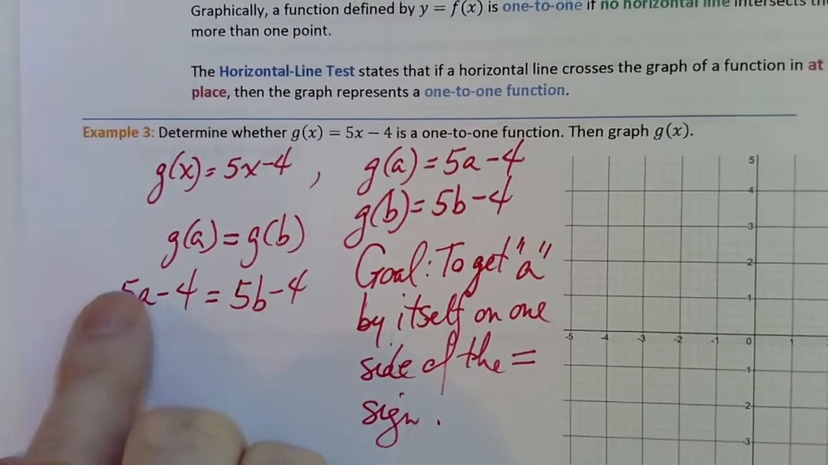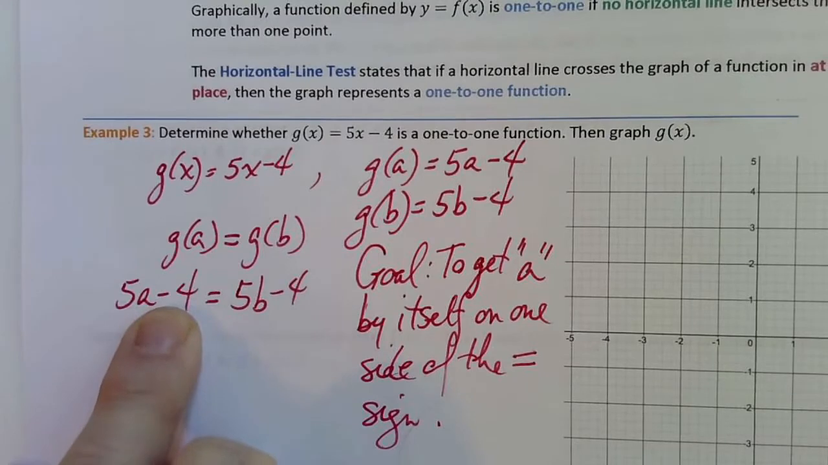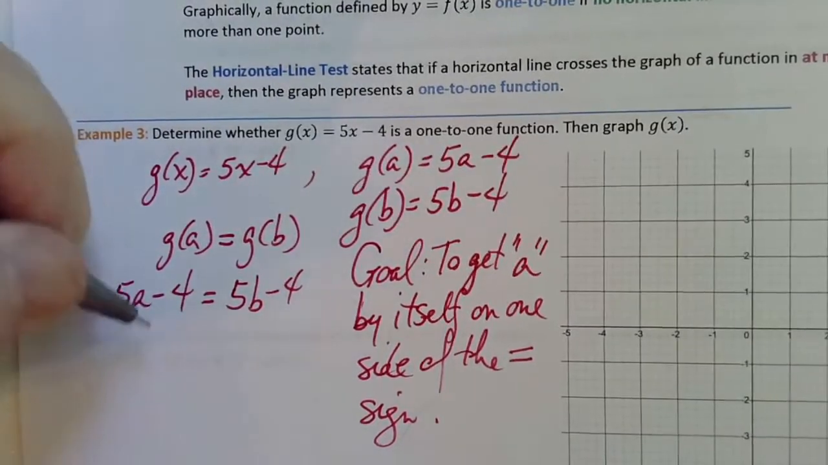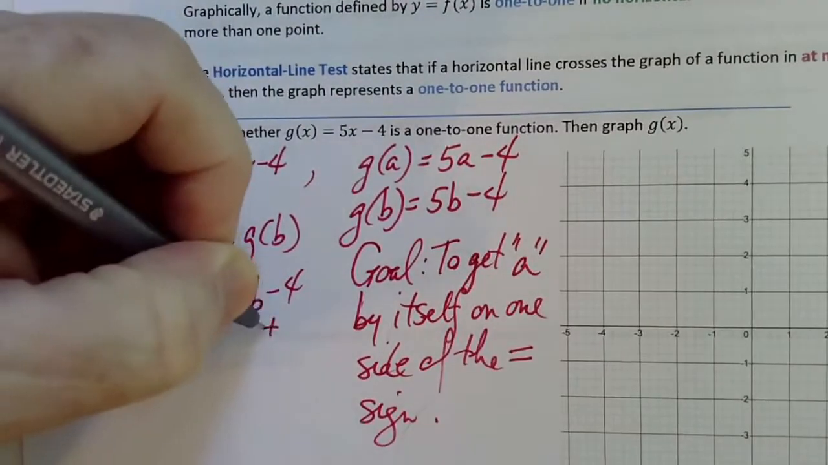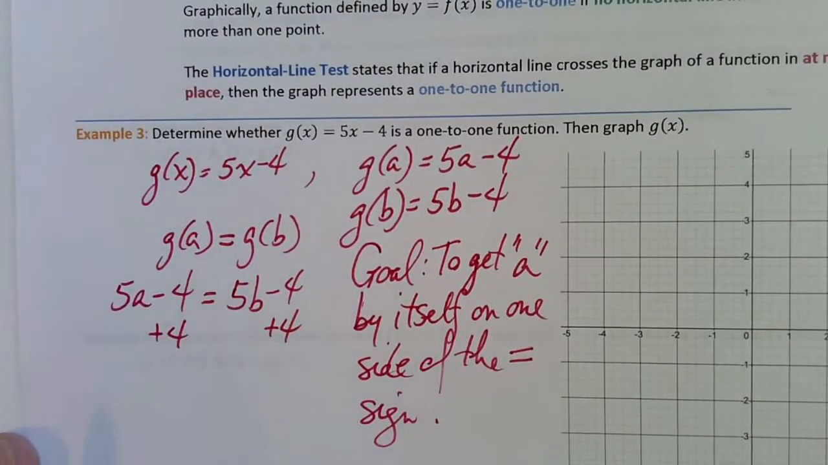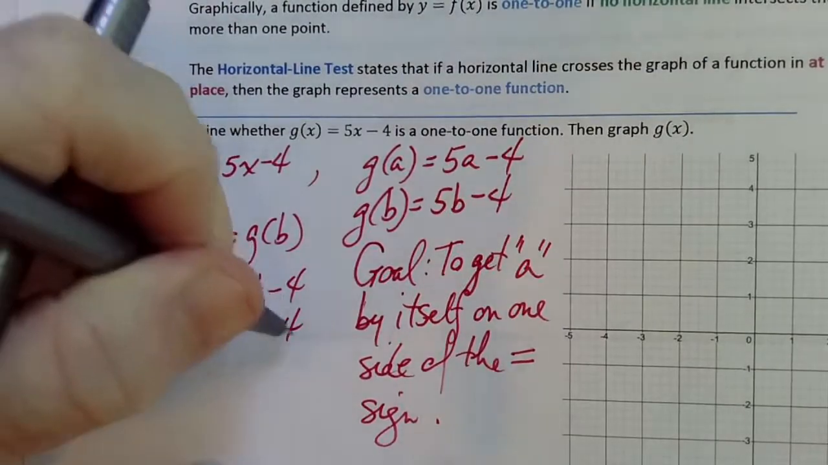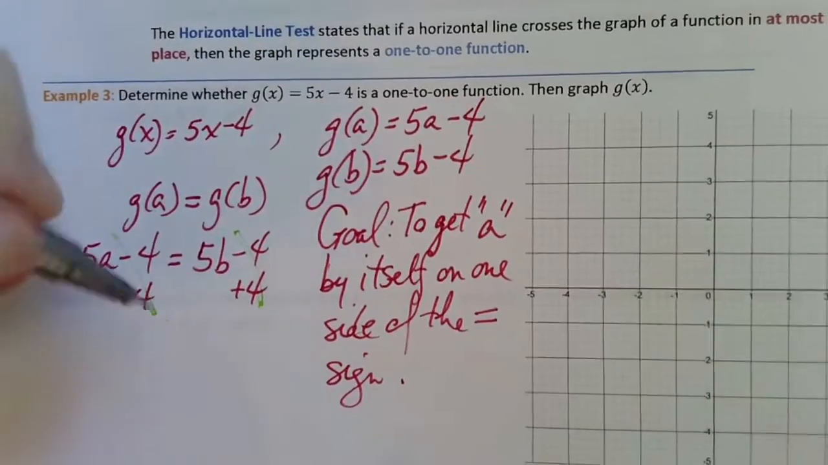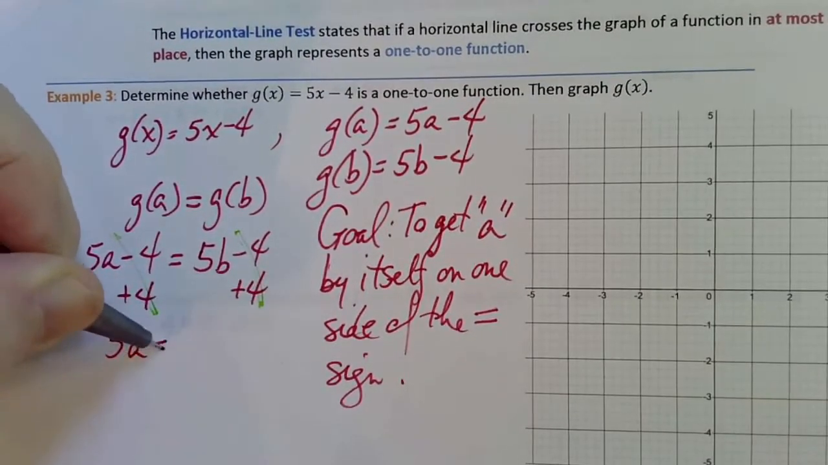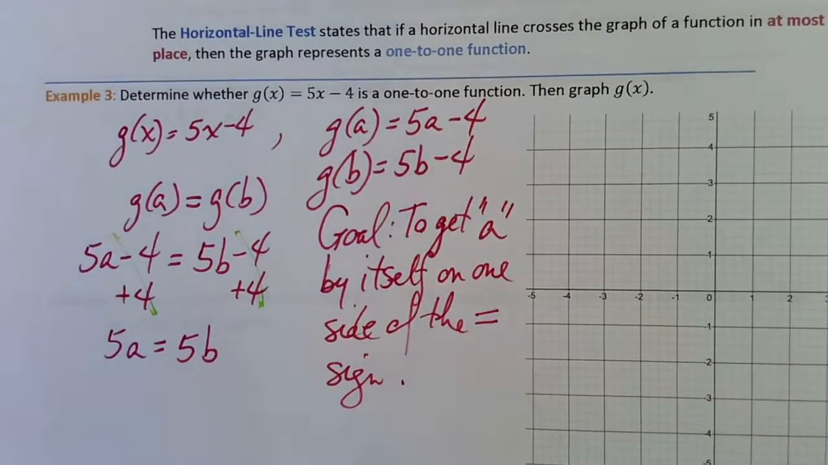And I want to get a by itself, which means first I want to add or subtract any constant. So I'm going to add 4 to both sides. And look what a happy thing that is. We're actually getting rid of the constants on both sides. We get 5a is equal to 5b.